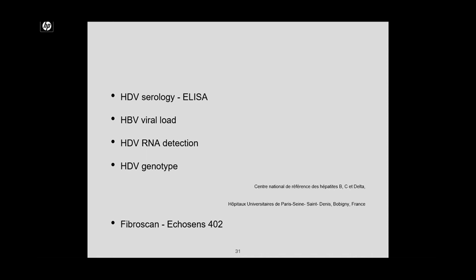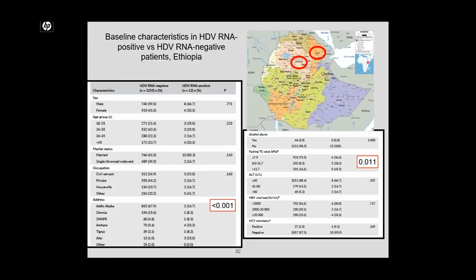We used FibroScan for liver fibrosis assessment. This could be one limitation, as it's not really validated yet for hepatitis delta, but it's validated for Hep B and Hep C. Using that, we have used FibroScan to assess the liver fibrosis.